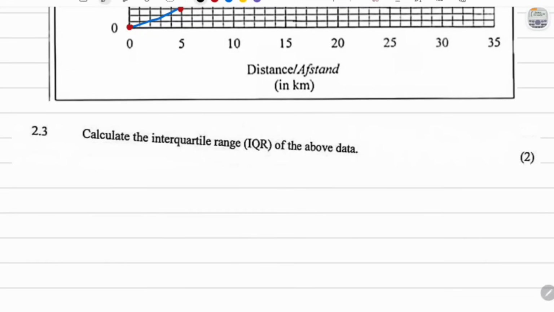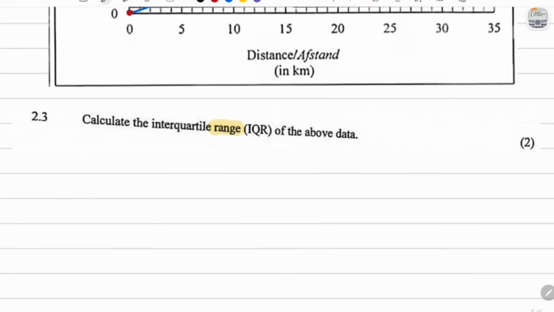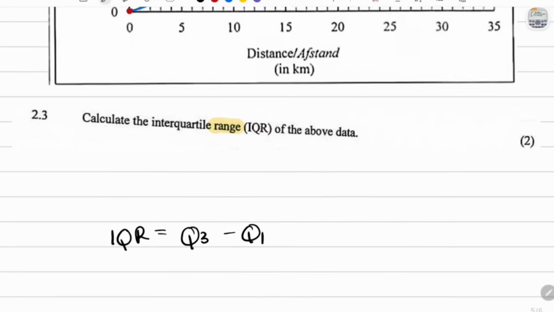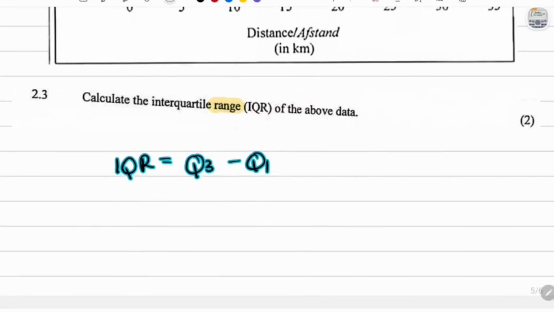Question 2.3 says, calculate the interquartile range of the above data. So the IQR, okay, when you're finding the interquartile range, do you notice that the word range is in this? Normally, to find the range of a data set, you take the maximum minus the minimum. So with the interquartile range, it's also a range, but it's a range of your quartiles. You know that you have a Q1, a Q2, and Q3. So the IQR would be your highest quartile minus your lowest quartile. That is Q3 minus Q1. So that's what we have to find in order to be able to find the interquartile range.